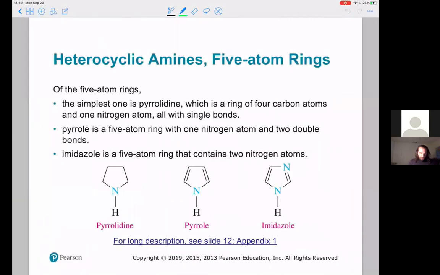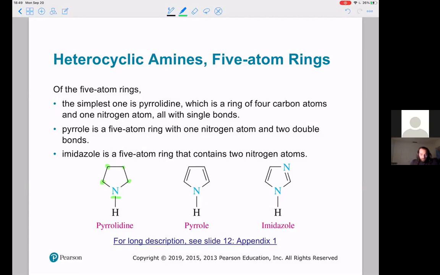Right, so just some other examples as well. They can be 5 or 6-membered rings. They can also be even bigger, and we'll see an example of that. But importantly, they are part of the ring. The simplest one would be this 5-membered ring. Again, the nitrogen is that 5th member, so 4 carbons and a nitrogen making a 5-membered ring. Simplest because they're all single bonds.